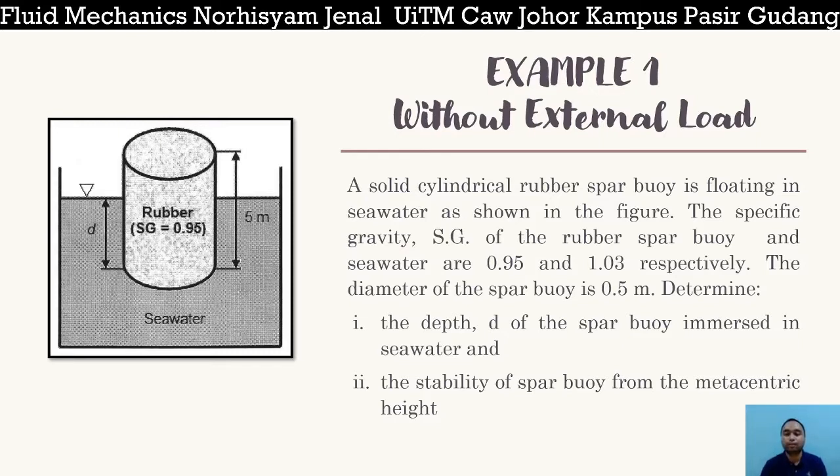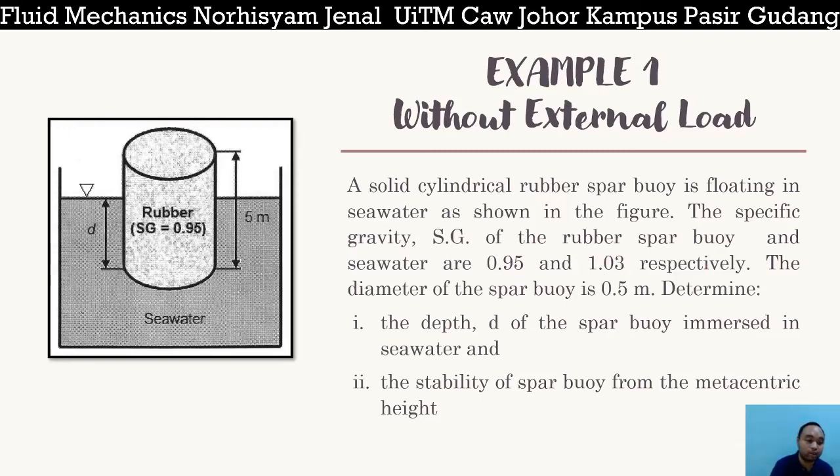Okay. In order for us to understand the analysis, I have provided you an example, which is here, example 1, a body without any external load. And the question over here asks, a solid cylindrical rubber spar buoy is floating in seawater as shown in the figure. So some part of this is on top of the surface and some of it is submerged in the body, in the liquid. And the specific gravity of the rubber spar buoy and seawater are 0.95 and 1.03 respectively.